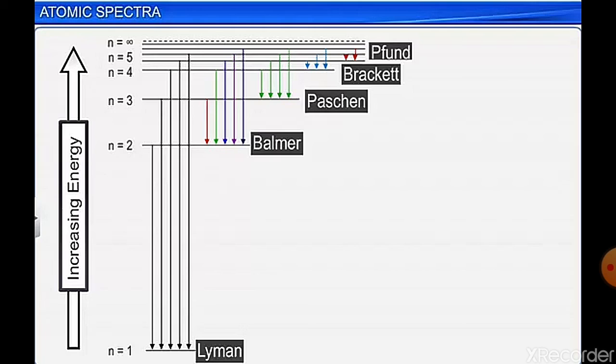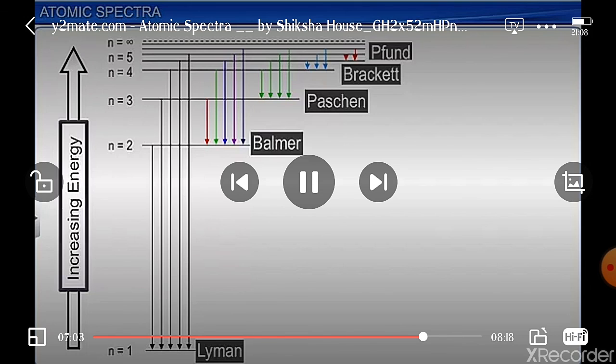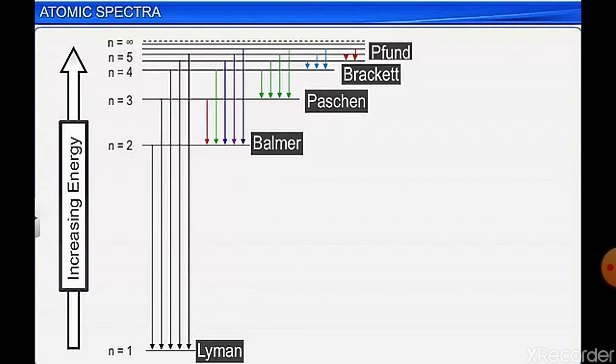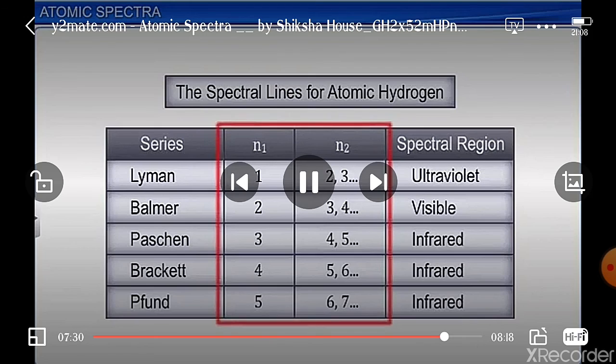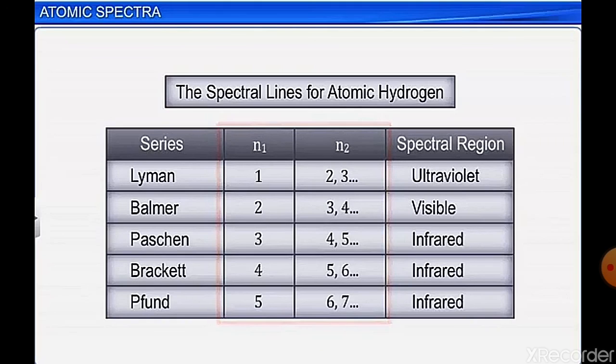So there are 5 spectral series obtained for the hydrogen atom, and each corresponds to different zones, and these are named after the scientists who discovered these spectral lines. The spectral lines for atomic hydrogen are Lyman, Balmer, Paschen, Brackett and Pfund, in which n1 is different for each and n2 is higher than n1, and the spectral region in which they belong is ultraviolet for Lyman, Balmer comes in the visible range, and Paschen, Brackett and Pfund belong to infrared radiation. So these are the spectral lines for the hydrogen atom.